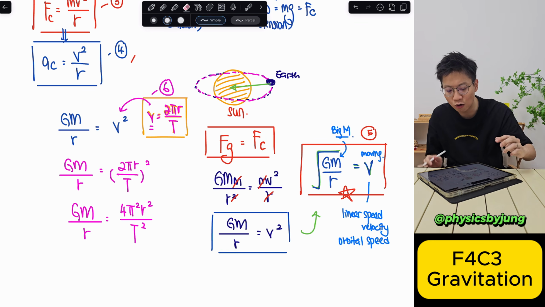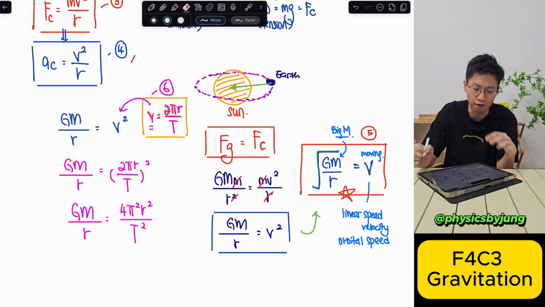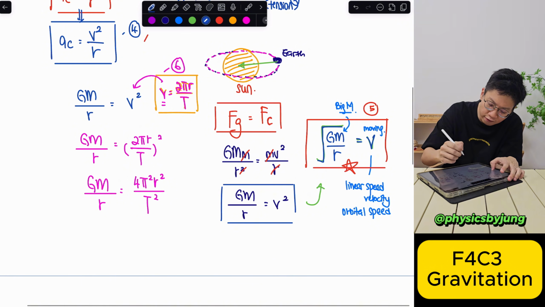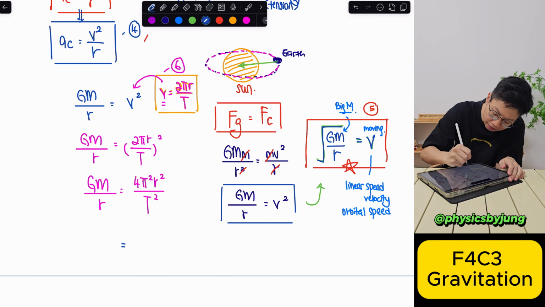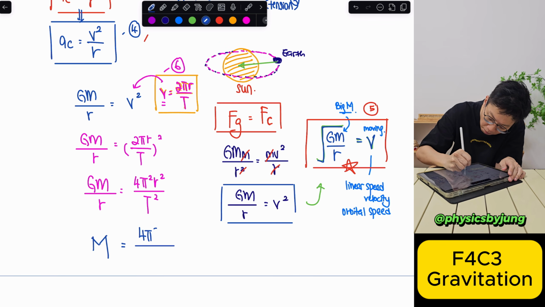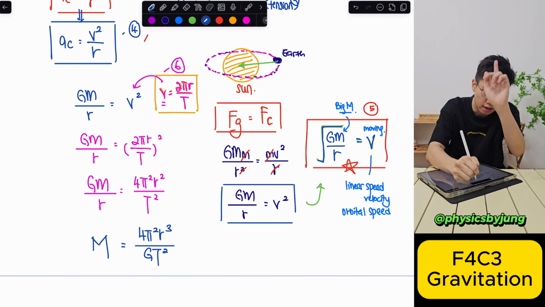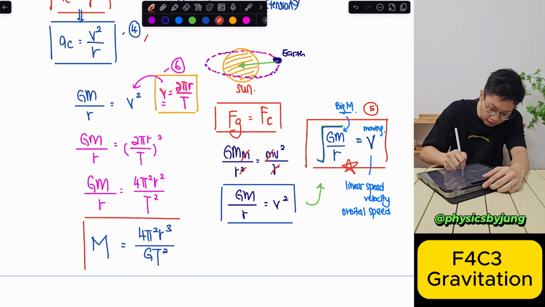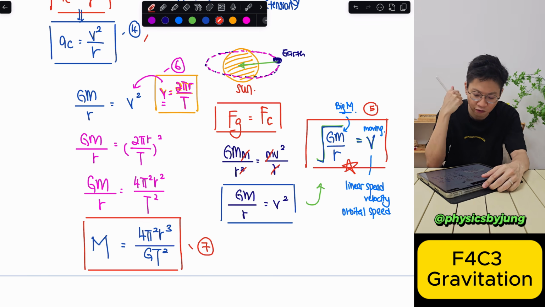So I will then rearrange again so that I get a formula whereby I put my M on one side. So this will be 4 pi squared r cubed over G t squared. Let me do this. Okay, I'm going to bracket this and tell you that this is formula number 7.